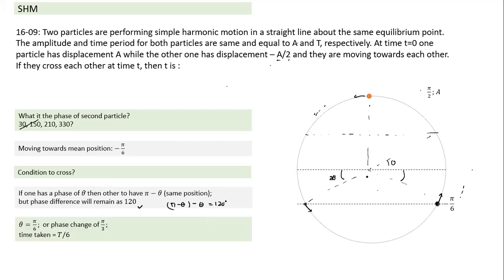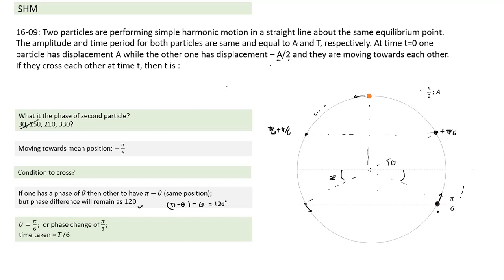So theta is something you can visualize from here also. If theta comes equal to pi by 6, when it reaches from minus pi by 6, it reaches a position of plus pi by 6. In the same time period, this one also reaches pi by 2 plus pi by 6. So both are at the same position. That's the point where they will cross each other.